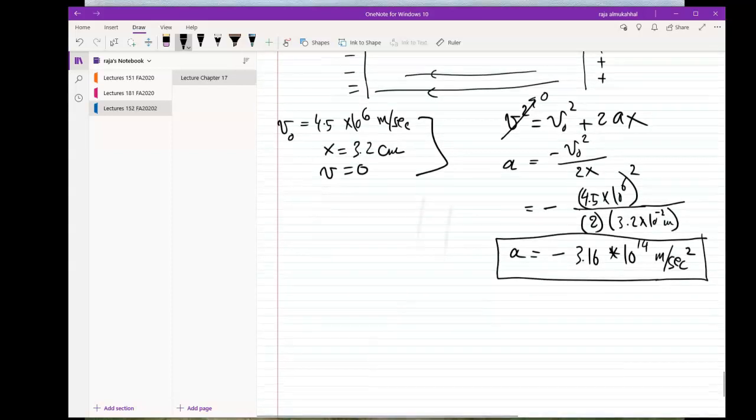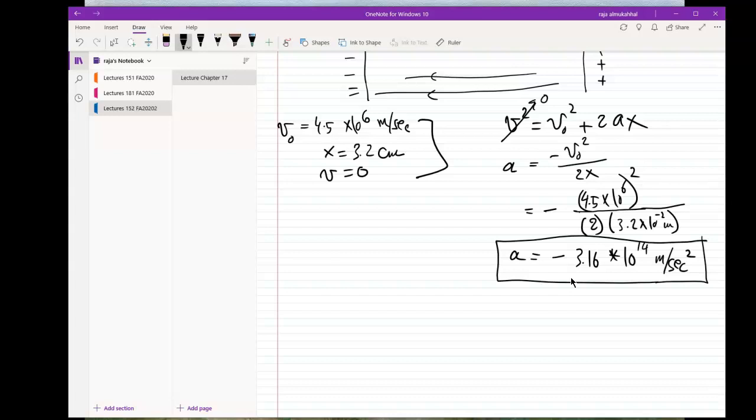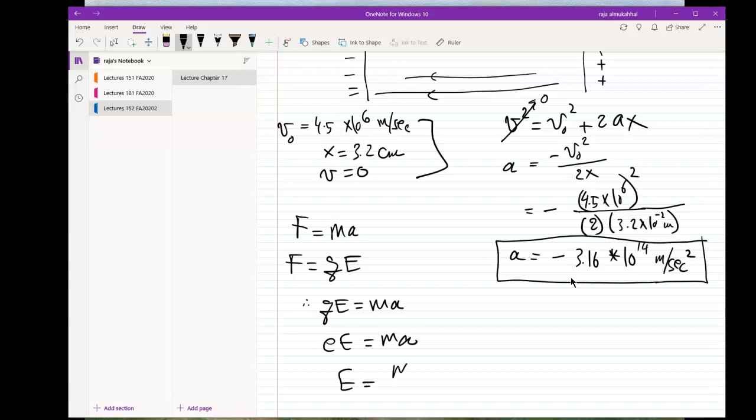Remember I told you about the relationship between acceleration and the electric field. F equals ma, and F equals QE. Therefore, QE equals ma. Since it's a proton, it has a fundamental charge, e. So therefore, E is equal to ma over e. Isn't that nice? That's it. It's easy. That's all you need to do.